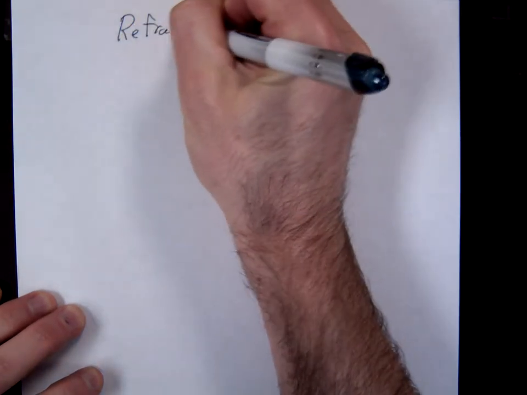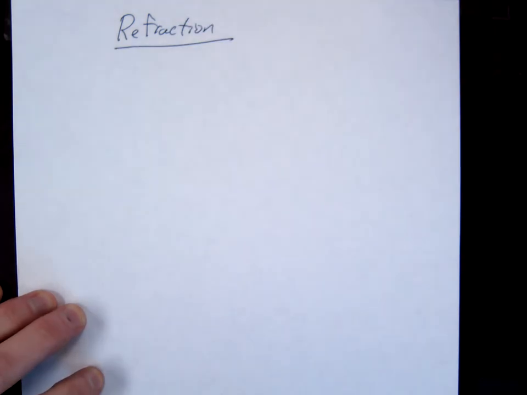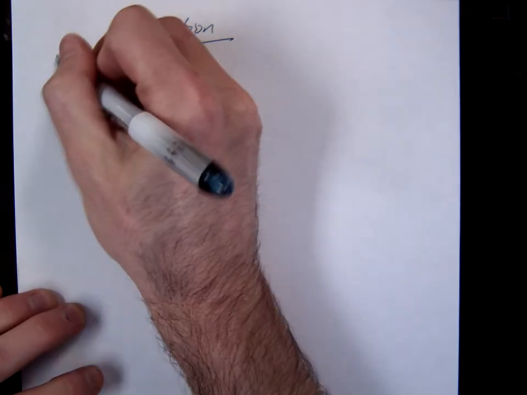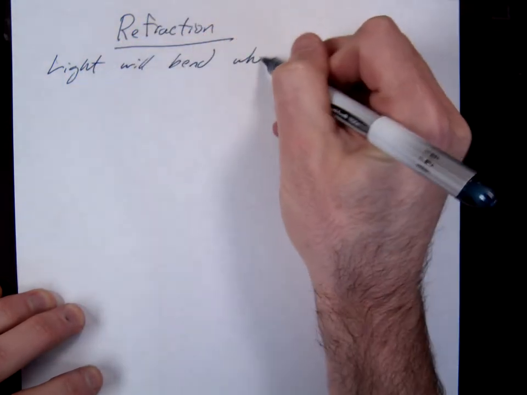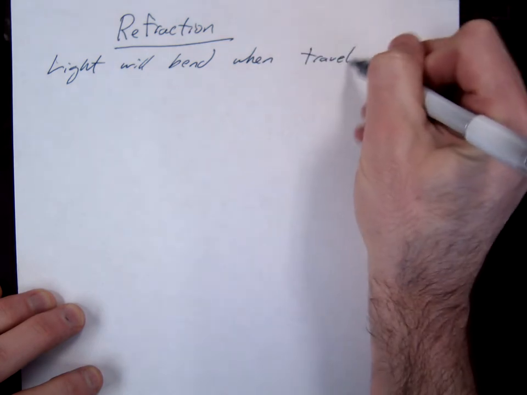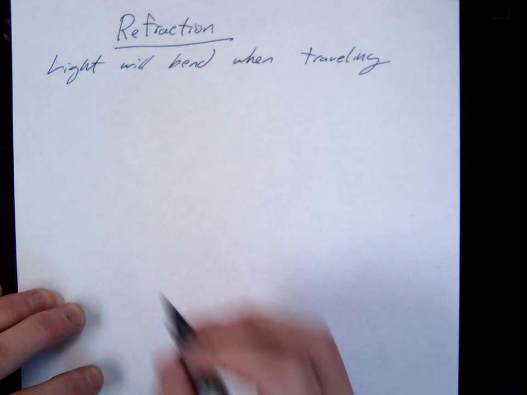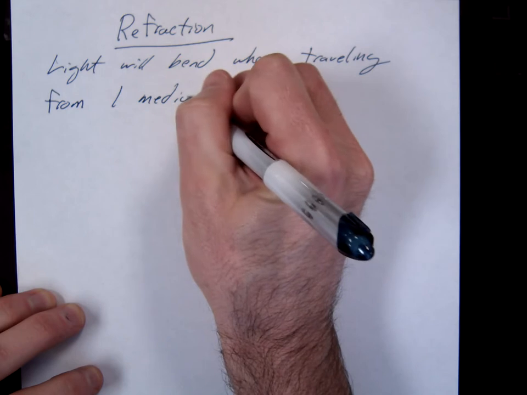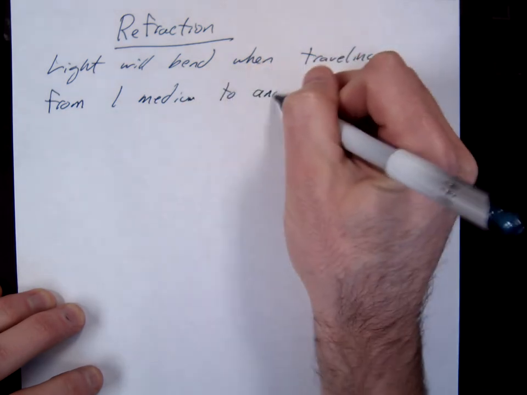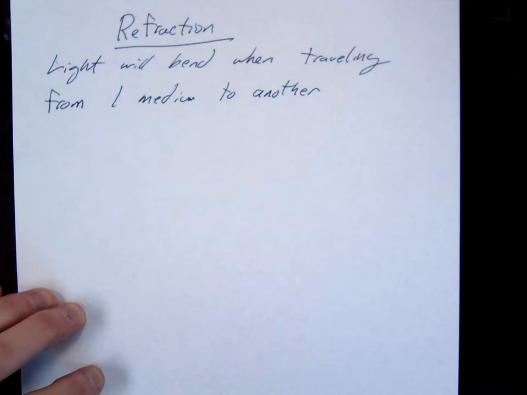So important. So refraction. Let's just define it first of all. And this concept of refraction, you've all, I'm sure, experienced it before. This is the idea that light will bend when traveling from one medium to another. So whenever it crosses over a boundary of one medium to another, it's going to bend.